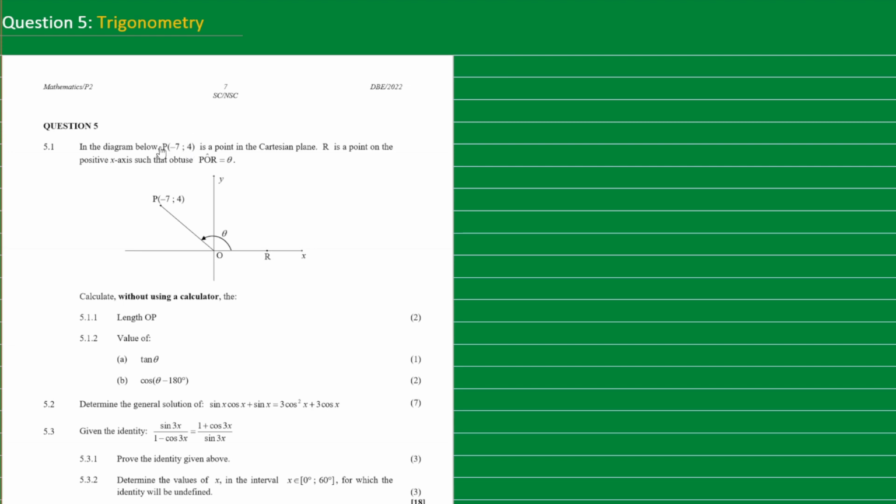Greetings everyone. In this tutorial, I'm going to cover question 5 based on trigonometry. This is from the June 2022 paper. The question reads as follows.